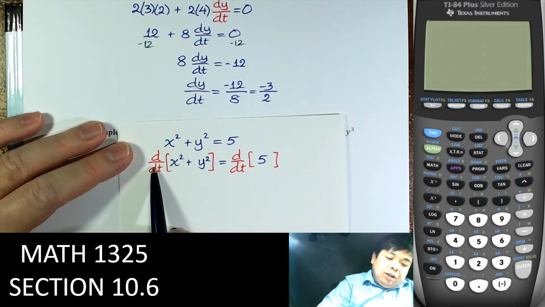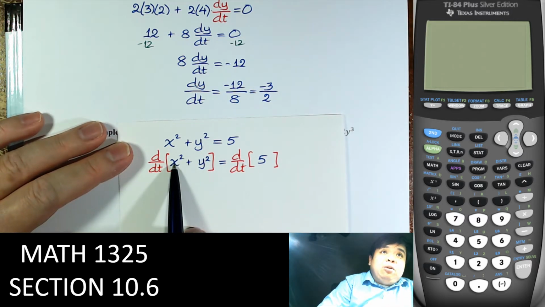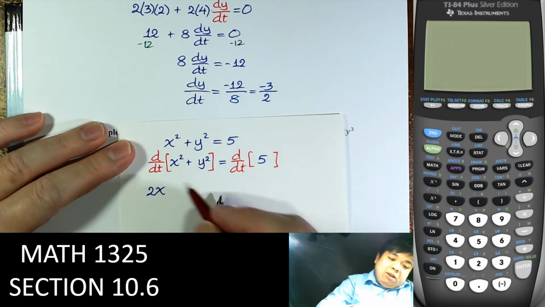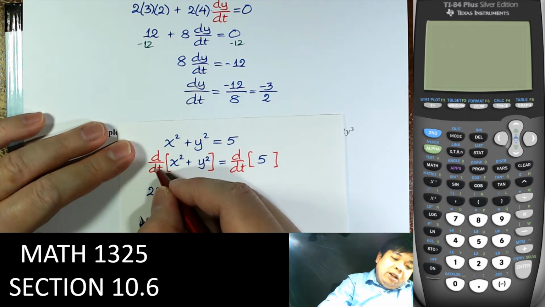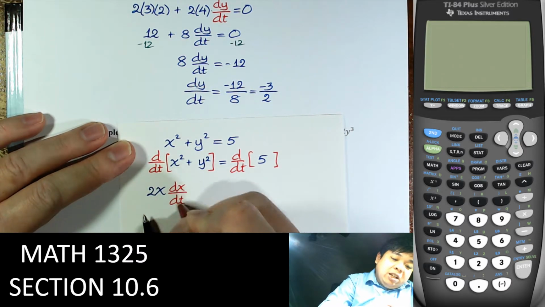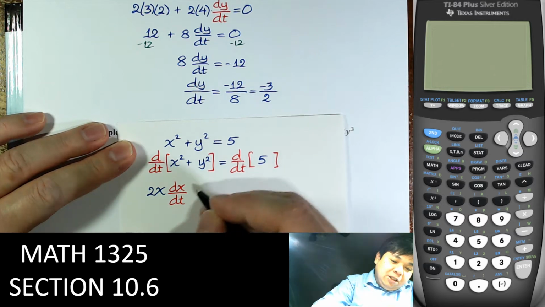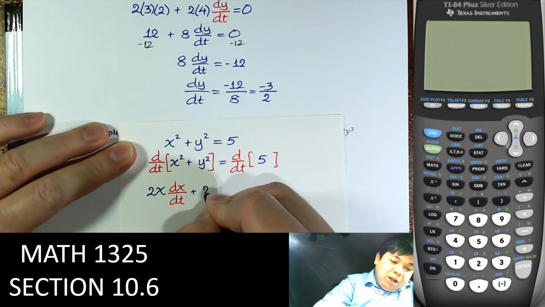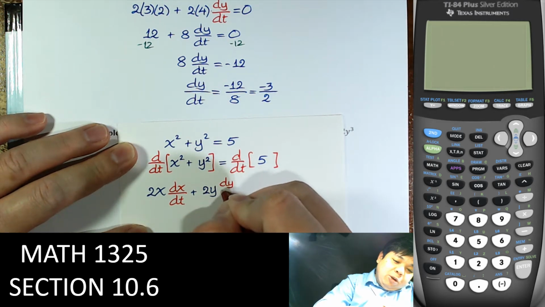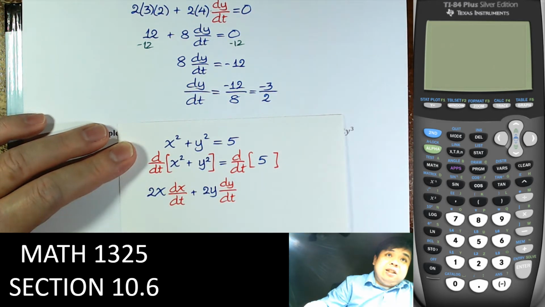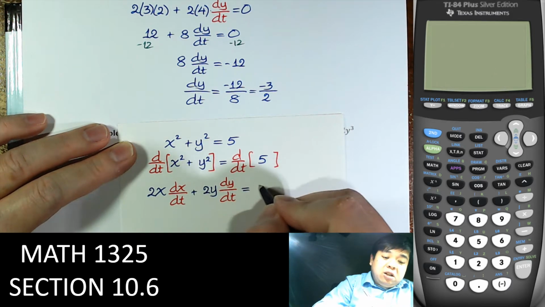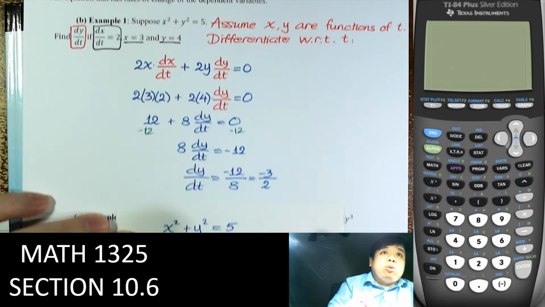Right. So, the derivative of x squared is 2x. And since it is a derivative with respect to t, we have to have dx over dt. The variable is x, so we have that. And then y squared gives 2y, and then dy over dt. And the derivative of a constant is 0. Of course, that's exactly what we have here.